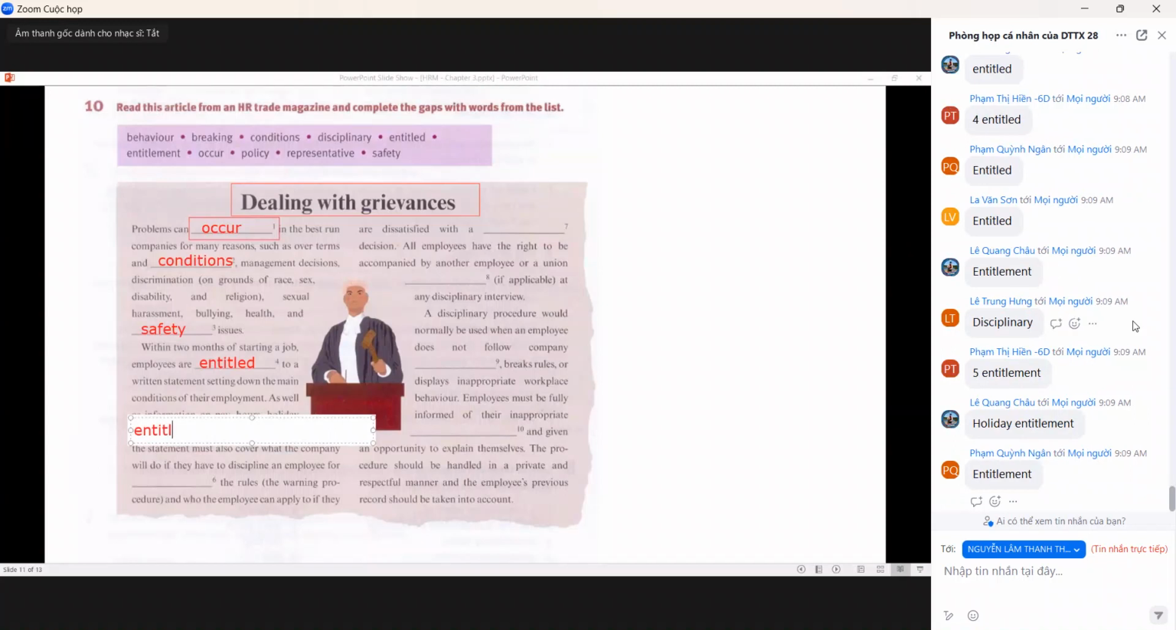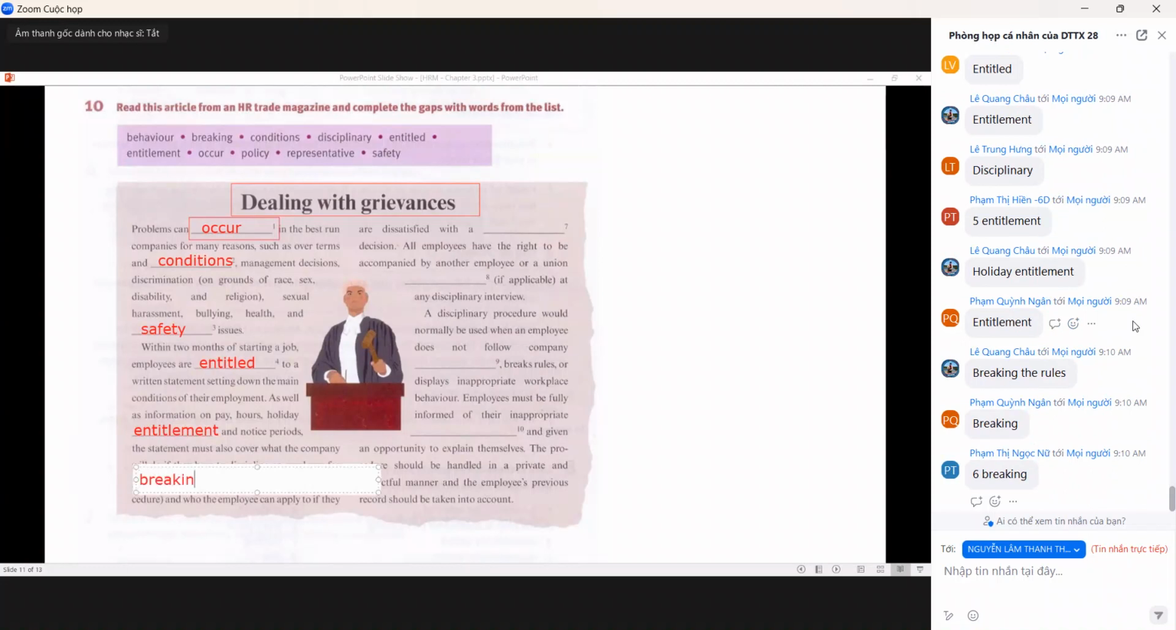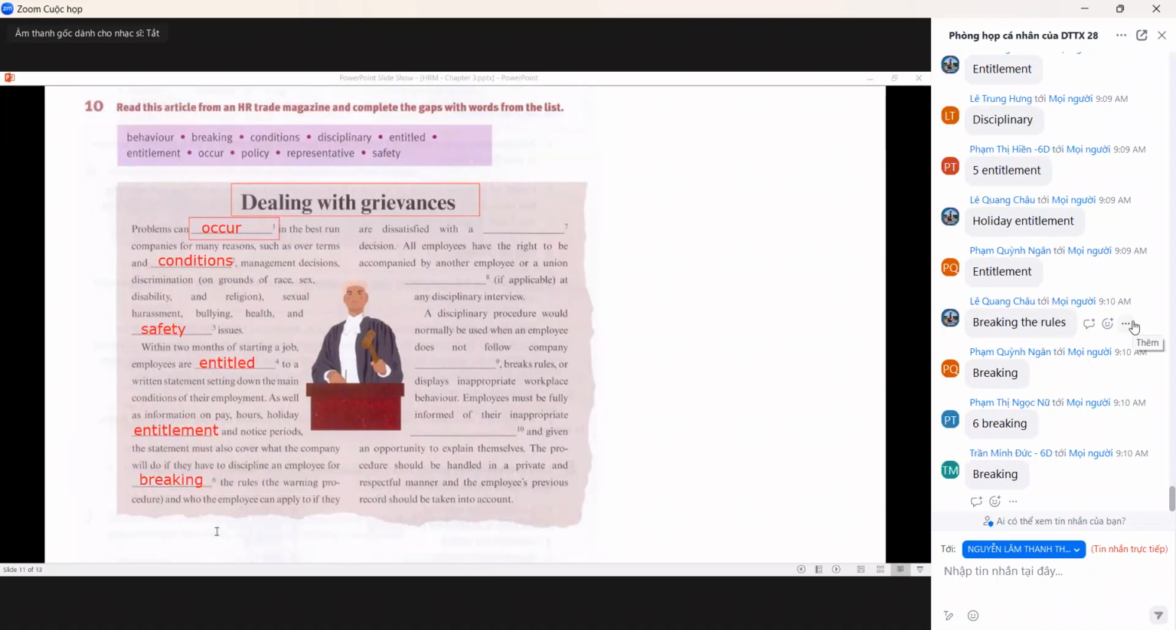Entitlement. And notice periods. The statements must also cover what the company will do if they have to discipline an employee who breaks the rules. Breaking, for breaking the rules. Yes, breaking. And who the employee can apply to if they are dissatisfied with a decision. With a what?